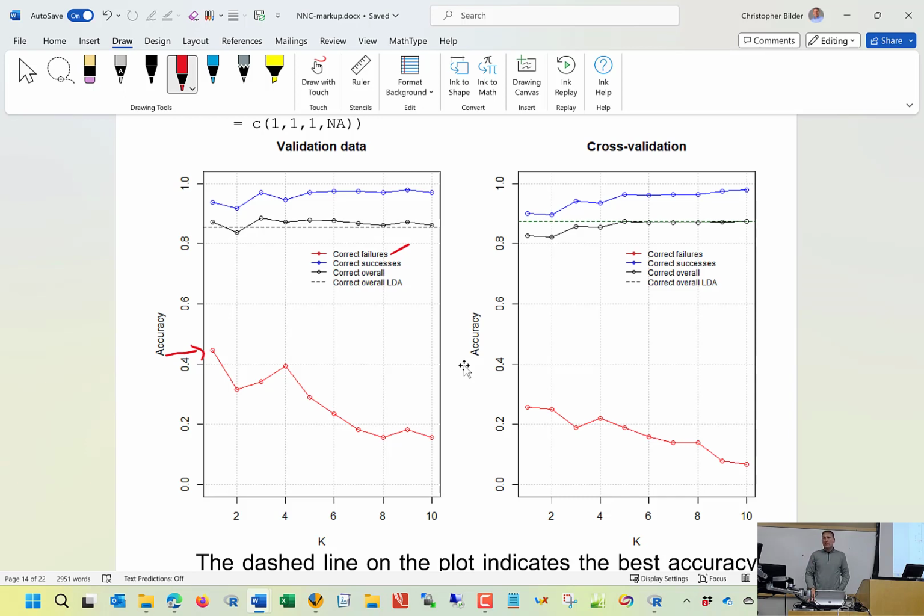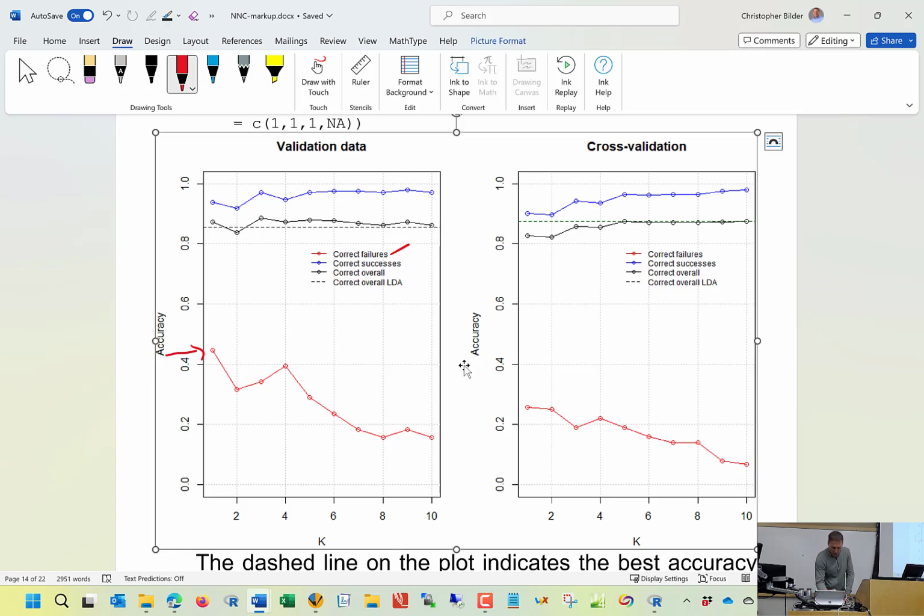Here's an intuitive reason for why this occurs. I think we only have about 30 or so failures in the data set. So as k gets up to 10, you're really looking for a large proportion of those failures to be in that nearest neighbor neighborhood. So that's probably why that is happening.